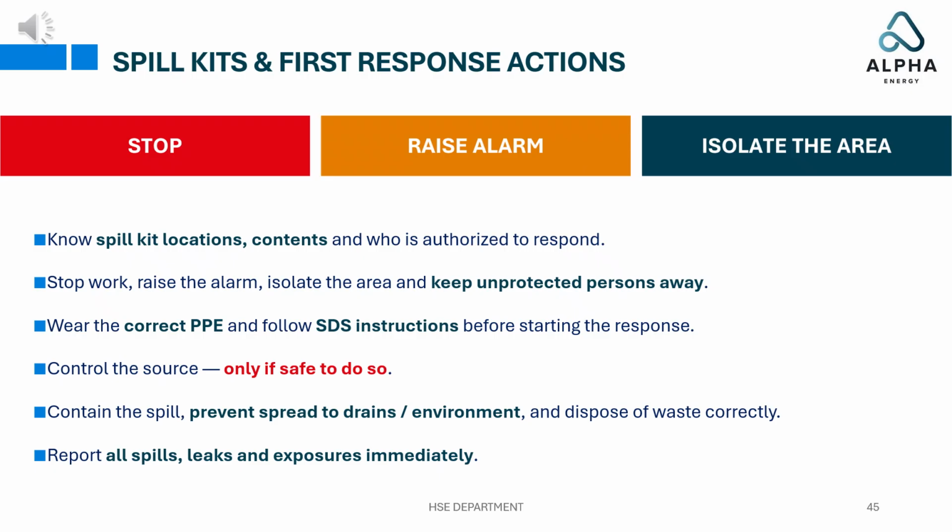When a spill occurs, your immediate actions are: stop work, stop what you're doing, and focus on the spill. Raise the alarm. Alert others in the area so they know there's a hazard. Isolate the area. Keep unprotected persons away from the spill. Don't let anyone walk through it or get close to it.